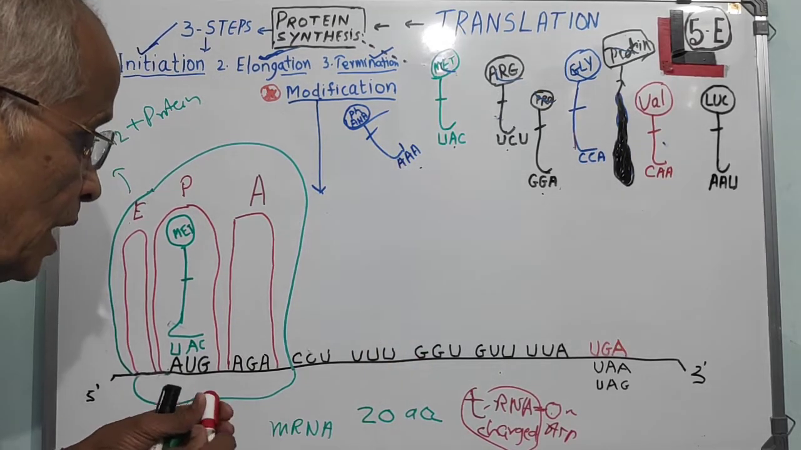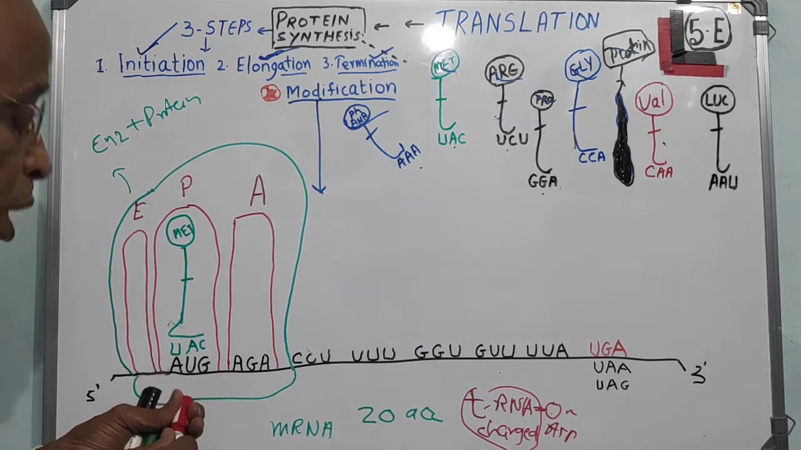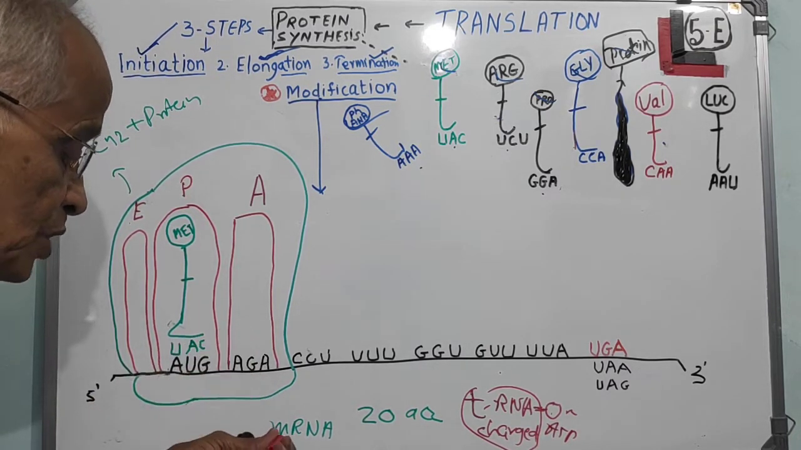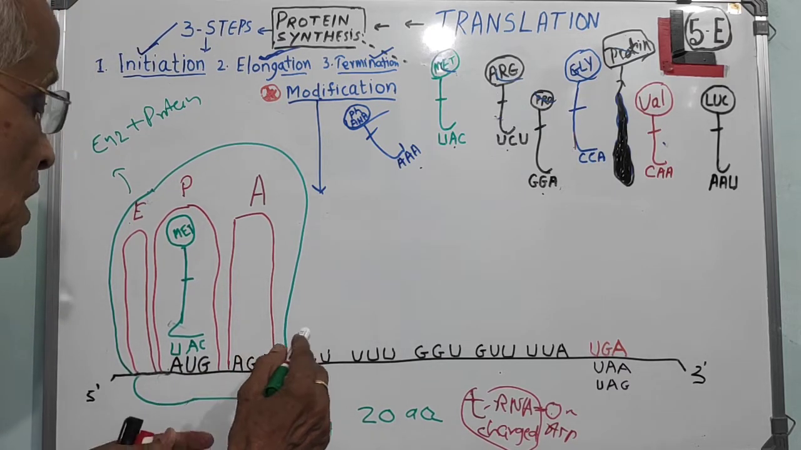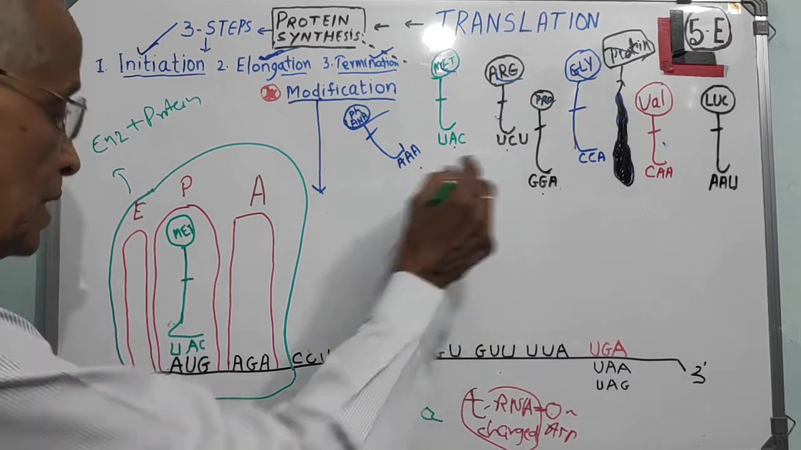Now that happens. Now once this comes here, we have to get a proper one. Now the proper one for this AGA sequence will be, let's see, the first one should be U, and second should be C, third should be again U.